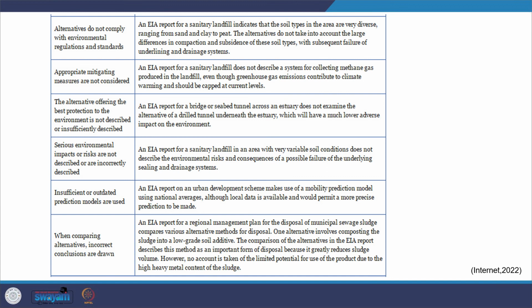So that's generally what has been seen in EIA reporting. The alternative offering the best protection to the environment is not described or is insufficiently described. Serious environmental impacts or risks are not described or are incorrectly described. Insufficient or outdated prediction models are used, so the latest models are not used, outdated models are used, or models which have certain limitations are used. And when comparing alternatives, incorrect conclusions are drawn. So that kind of problem also comes up here.